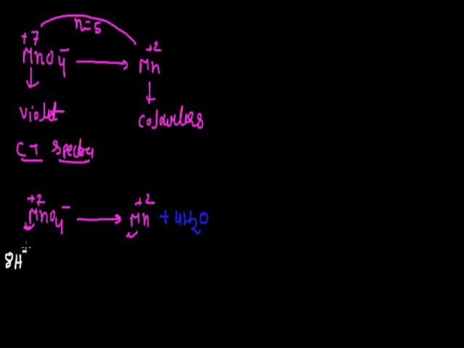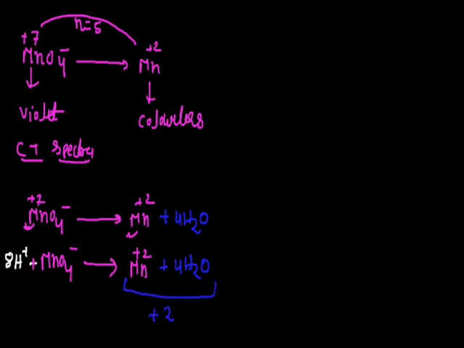That becomes 8H plus plus MnO4 negative, and after the reaction we have Mn plus 2 plus 4H2O. Now after balancing the hydrogen, oxygen and manganese, the reaction is balanced in its elemental form. Now we are balancing its charge. On the right hand side we have only plus 2 charge. But on the left hand side the charge is 8 plus and 1 minus, so the total charge becomes plus 7.